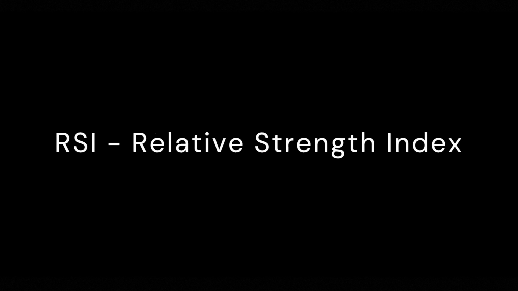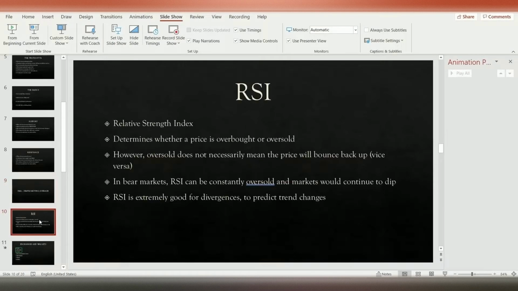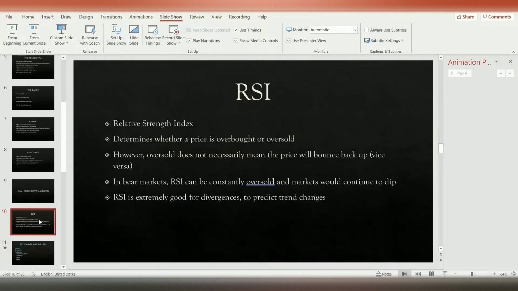So what have you gone through? Support, resistances, simple moving averages. Now we'll go on to one of my favorite indicators. We call it RSI. RSI stands for the Relative Strength Index. It determines whether a price is overbought or oversold.